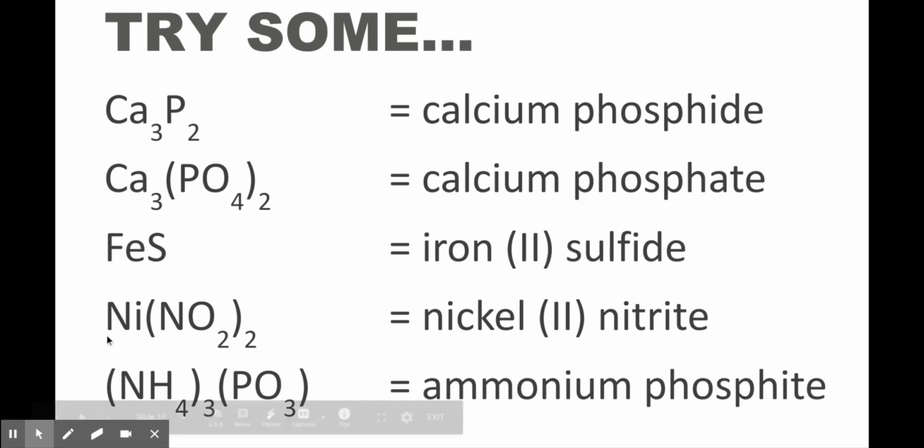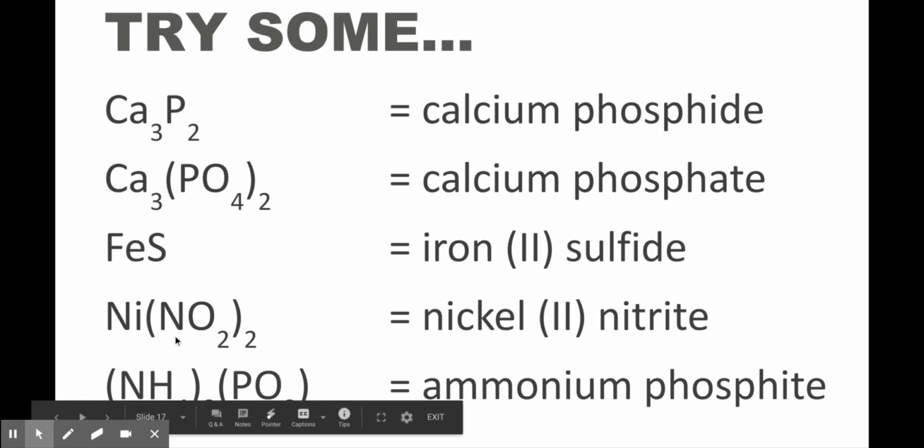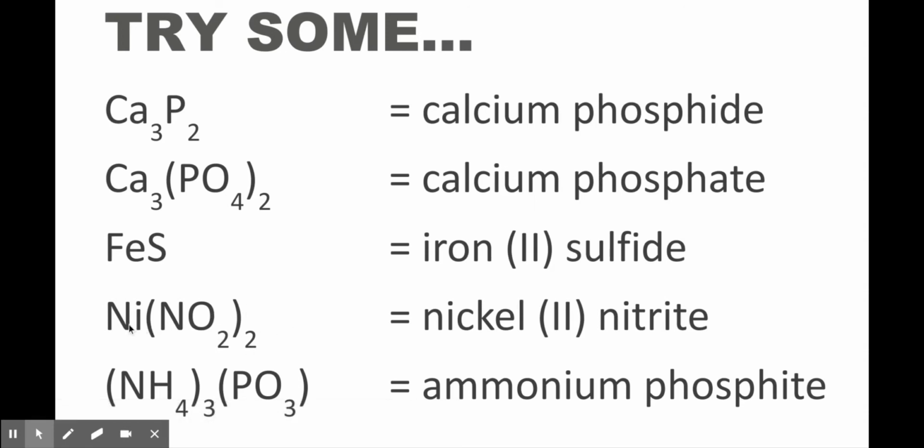Next compound, this is nickel and nitrite. Nitrite has a -1 charge, and there's 2 of them. So if there's 2 -1 charges, that means that this nickel must be a 2 plus charge to cancel those 2 negatives out. So it's nickel(II) nitrite.